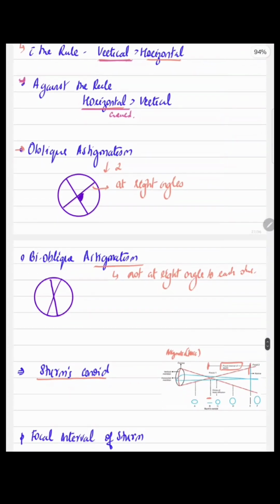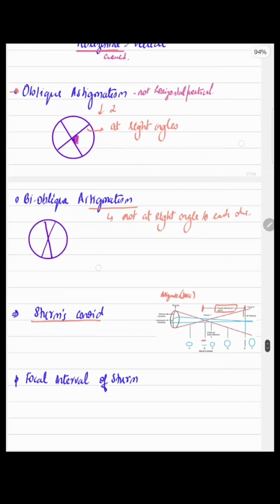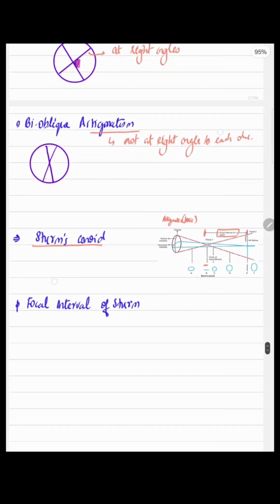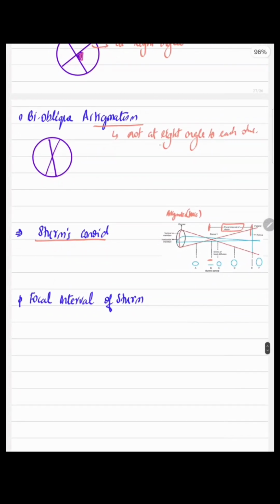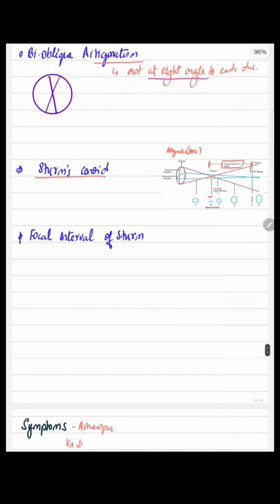In oblique astigmatism, the two principal meridians are not horizontal or vertical, but though these are at right angles to one another. That is oblique astigmatism. In bioblique astigmatism, the two principal meridians are not at right angles to each other. The configuration of focal lines.